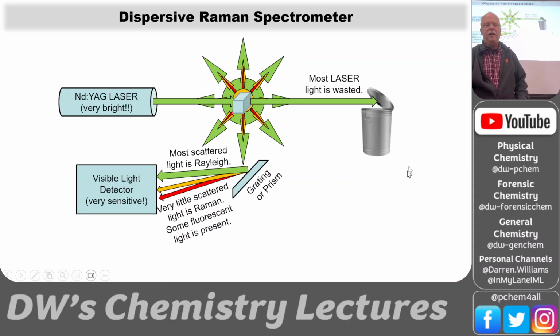And then just mechanically, we throw away most of the light. The Raman effect is very, very small. And so we have a lot of green light flowing around, very small number of photons coming out in the red and the yellow.